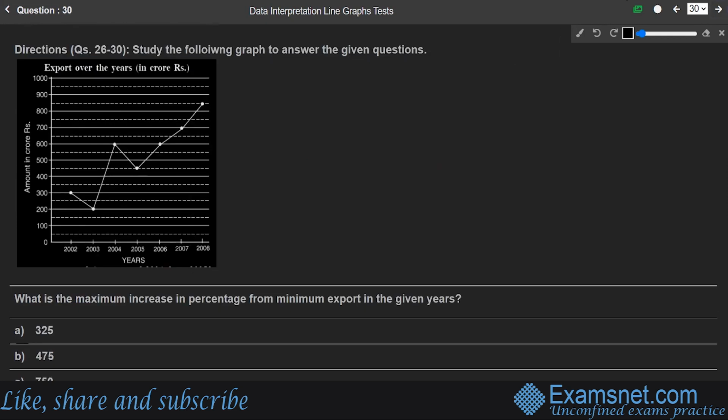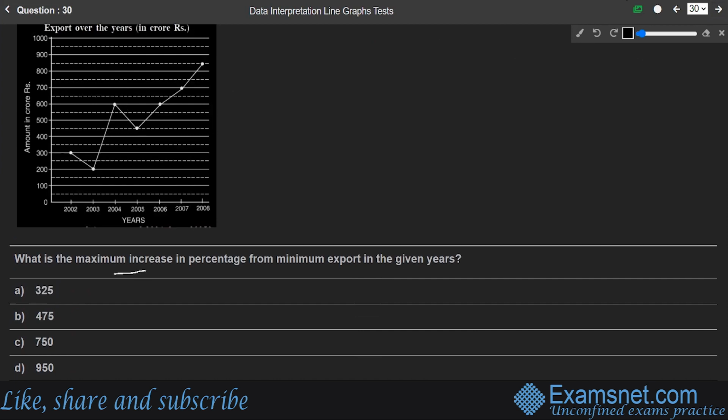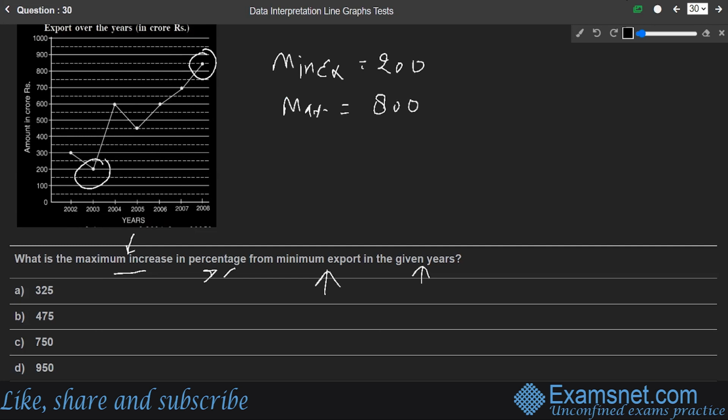Now, the same graph, but a different question. The question is, what is the maximum increase in percentage from the minimum export over the given years? From the minimum export to the maximum increase that we have to reach. So the minimum export value out of the whole graph is nothing but 200. And we have to find its percentage increase to the maximum value. The maximum value has reached 800.